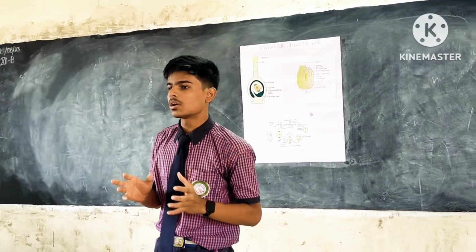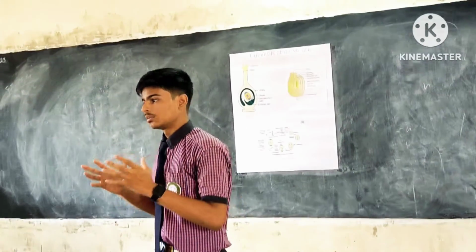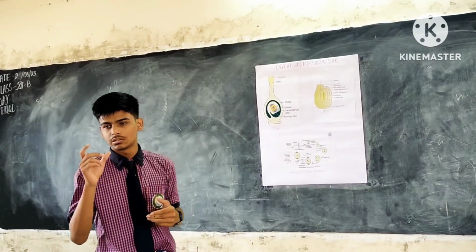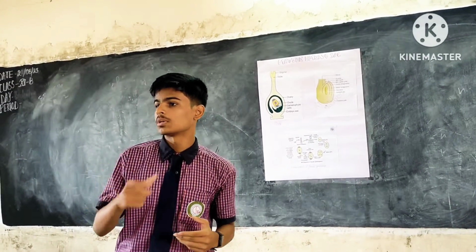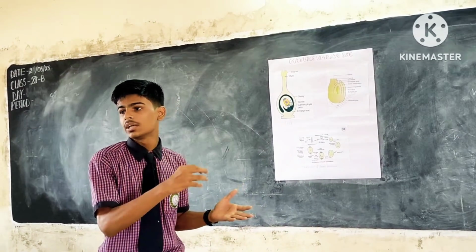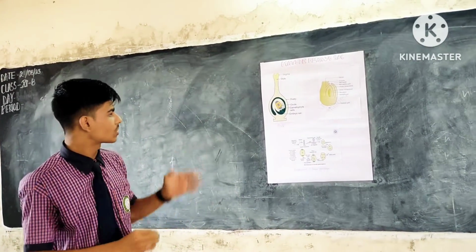In 60% of angiosperms, the 2-cell stage of the pollen grain is present, while in the other 40% the generative cell undergoes mitosis to form a 3-cell stage, and hence the 3-cell stage is present in only 40% of angiosperms. So that was all about pollen grains.